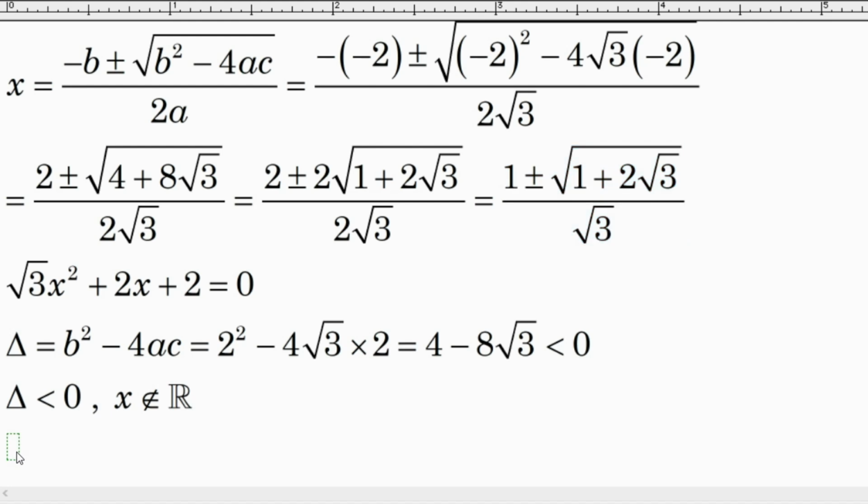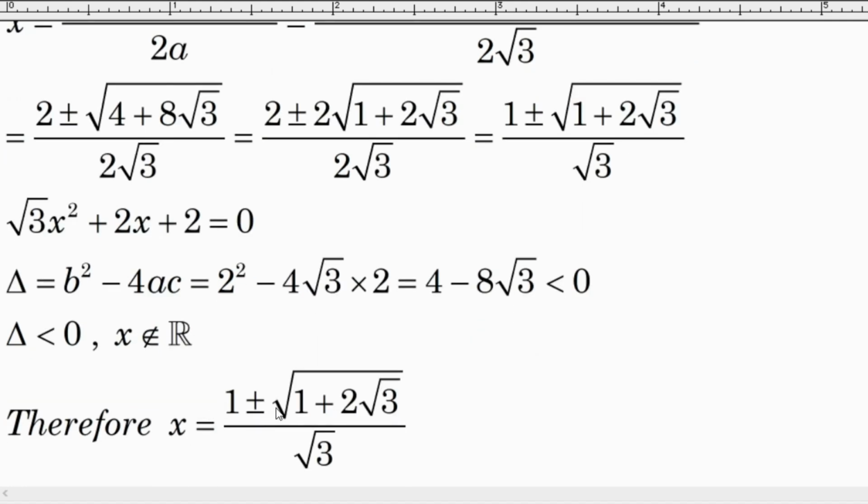So then we can put, therefore, x is equal to 1 plus or minus square root of 1 plus 2 square root of 3, divided by square root of 3. Okay, so now we have finished solving this equation.